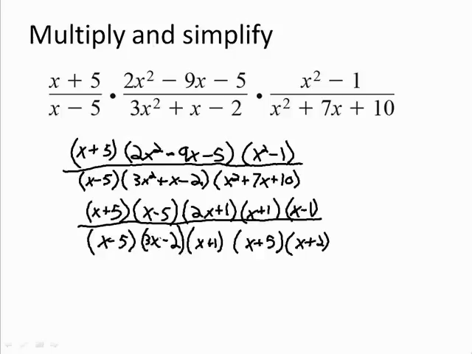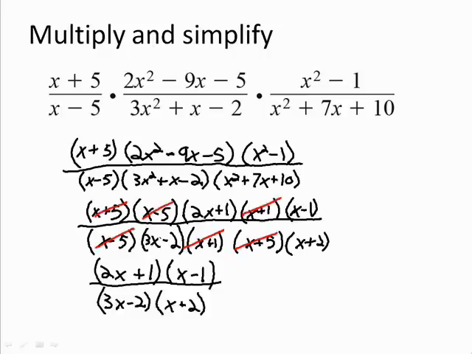The quantity x plus 5 times the quantity x minus 5 times the quantity 2x plus 1 times the quantity x plus 1 times the quantity x minus 1 divided by the quantity x minus 5 times the quantity 3x minus 2 times the quantity x plus 1 times the quantity x plus 5 times the quantity x plus 2. The x plus 5's, x minus 5's, and x plus 1's cancel out. You are left with the quantity 2x plus 1 times the quantity x minus 1 divided by the quantity 3x minus 2 times the quantity x plus 2.